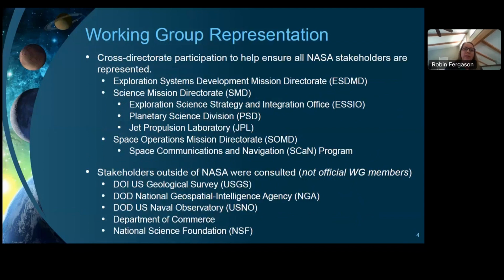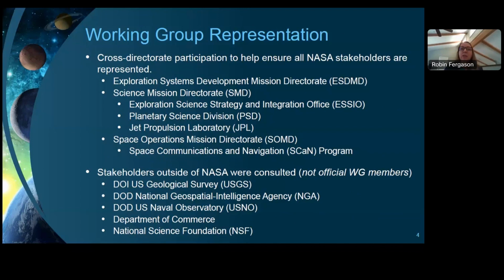So the working group consists of cross-directorate participation to help ensure that all NASA stakeholders are represented. The NASA directorates participating include the Exploration Systems Development Mission Directorate, or ESDMD, the Science Mission Directorate, which includes the Exploration Science Strategy and Integration Office, or SEO, the Planetary Science Division, and the Jet Propulsion Laboratory. It also includes the Space Operations Mission Directorate, which includes the Space Communications and Navigation Program, or SCAN. We're also gathering some initial feedback from stakeholders outside of NASA so that we can take any relevant needs from our interagency partners into account as well.